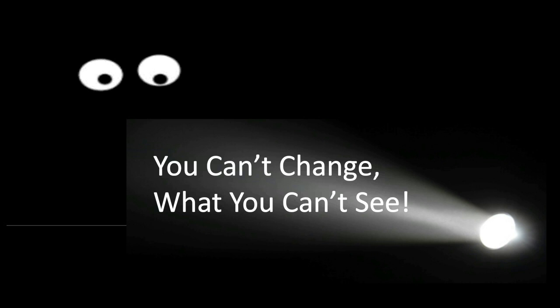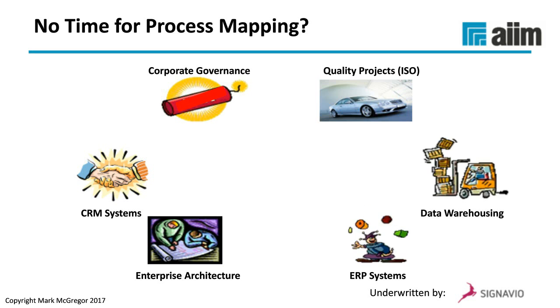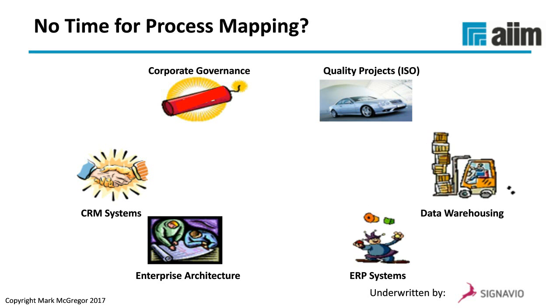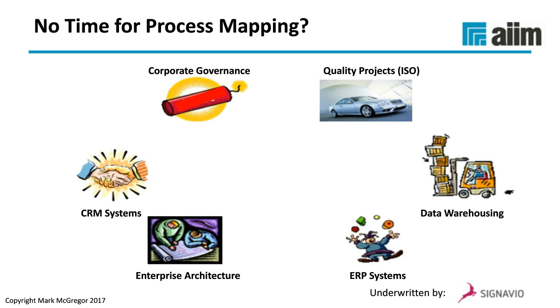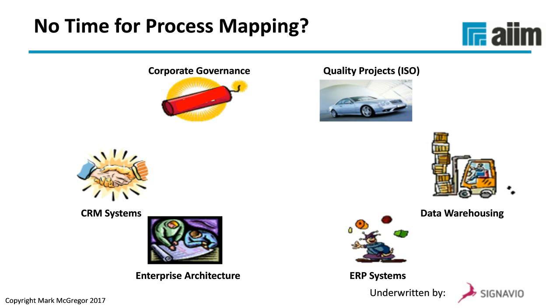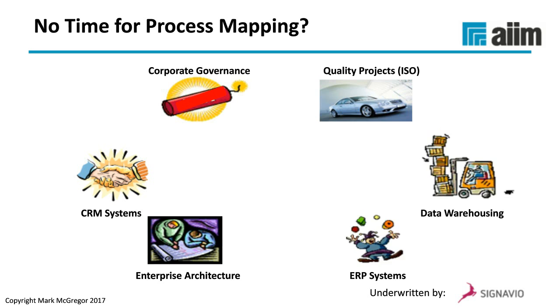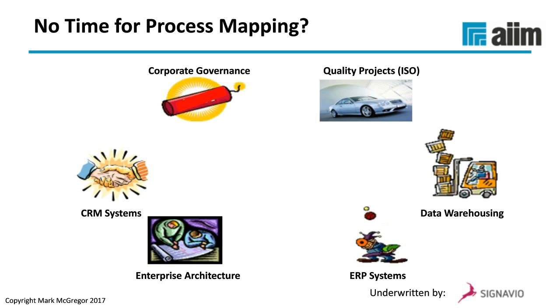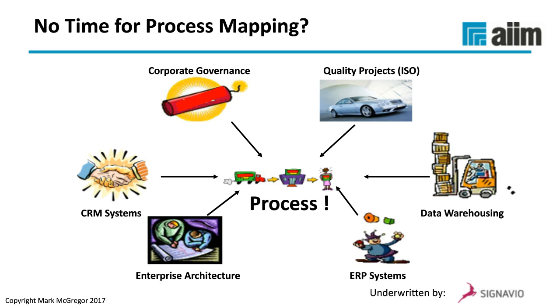Now, you guys on the line, I'm sure, know that every time we go out and say to someone we want to do some stuff related to process, we usually get people saying, I haven't got time for process mapping. We're too busy doing our corporate governance project. We're too busy worrying about our ISO, or we've got this data warehouse, or this ECM system to build, or we're building CRM, ERP, enterprise architecture. It doesn't matter which of them. But the funny thing is, in my view of the world at least, every one of them is a process project.